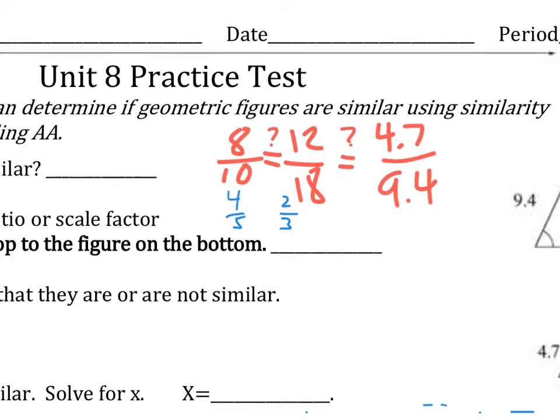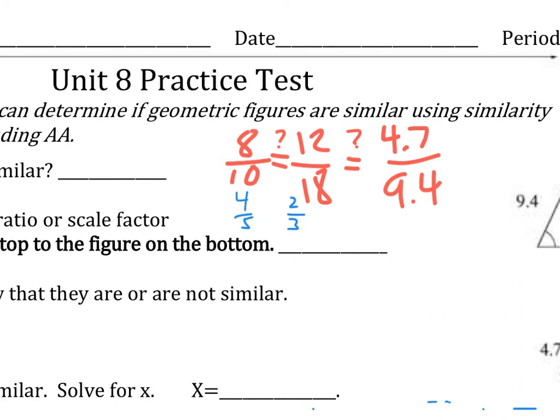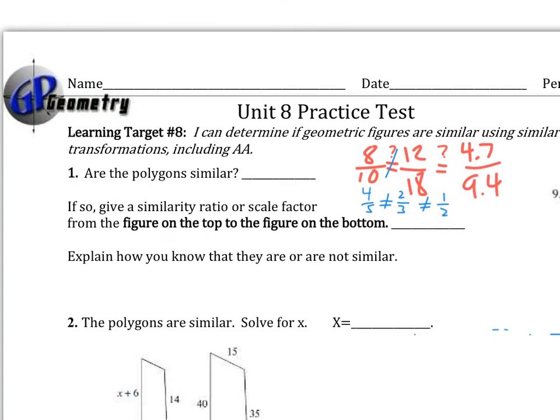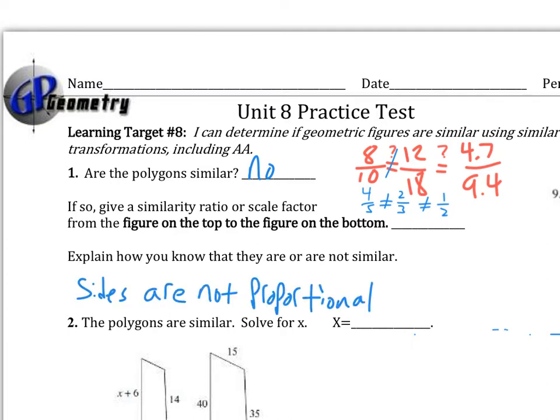And those are definitely not equal. All right, so we have not equal here. And this guy over here is 1/2, because 4.7 times 2 is 9.4. And so those aren't equal either. They're just completely different. So are they similar? No, these are not similar. And the reason is the sides are not proportional. Now this other question here says, if they are similar, find the similarity ratio. Well, they're not, so that doesn't matter.